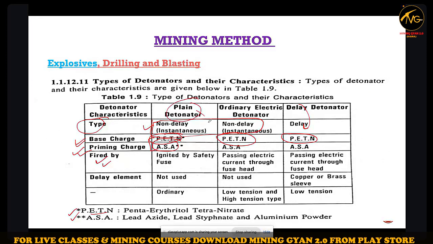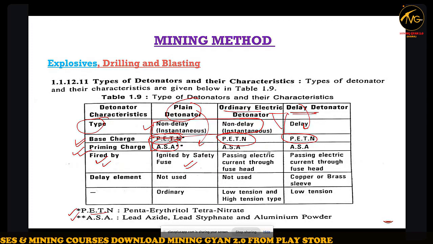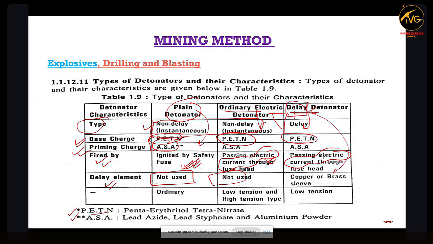Plain detonator is fired by safety fuse, and ordinary electric detonator and delay detonator both are fired with electric current. It will ignite by safety fuse, and the others will be fired by electric current, both. Then delay element, not used in plain detonator. As its name says, delay detonator uses delay element, so it uses copper and brass.